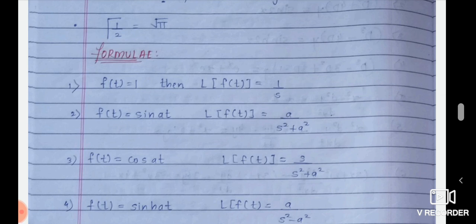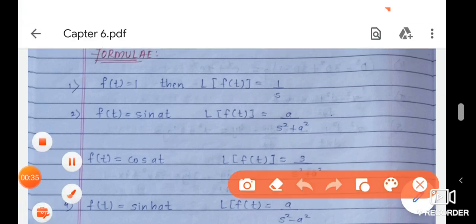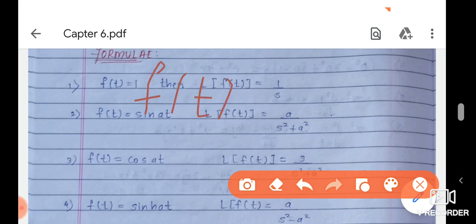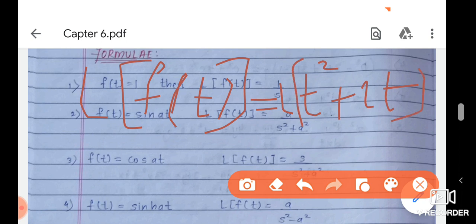Now, in Laplace transform, what exactly you're going to do is, you will be given one function with a variable t, means f of t will be something like t square plus 2t, whatever, it will be a function. Now by applying the Laplace transform, we are going to change the variable from t to s. We are transforming the variable t to s. So that is a transformation which we are going to use here. Okay, so let us see the formulas.